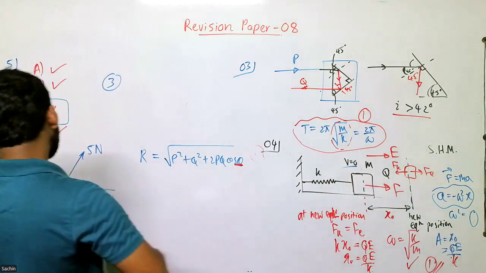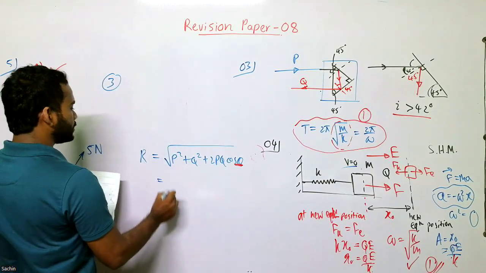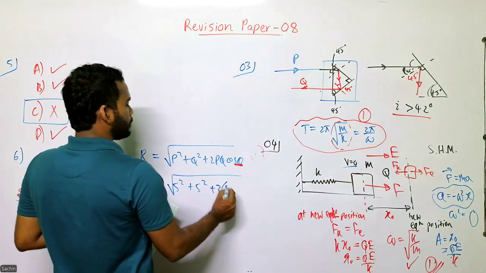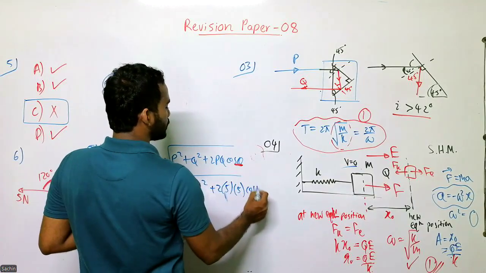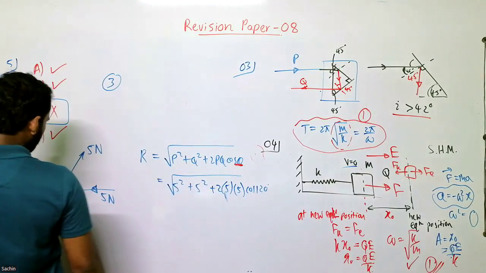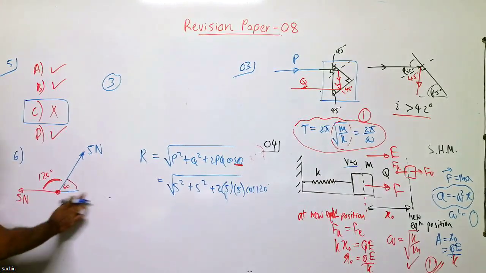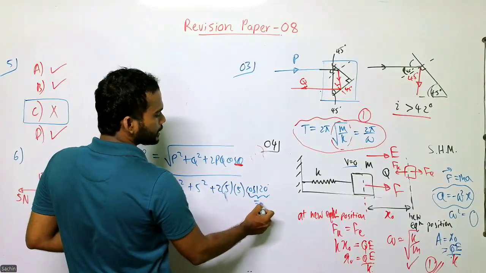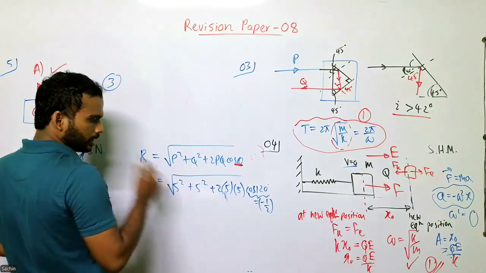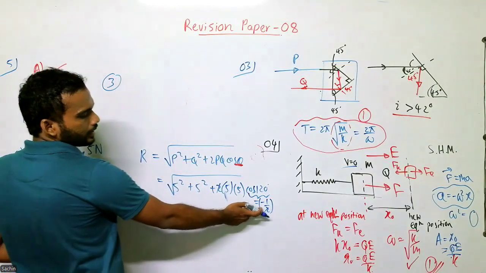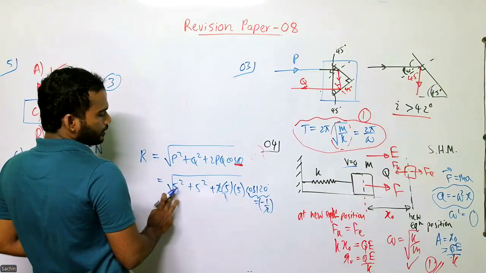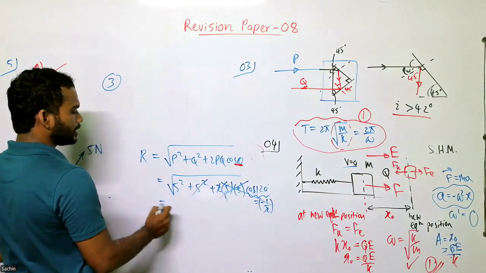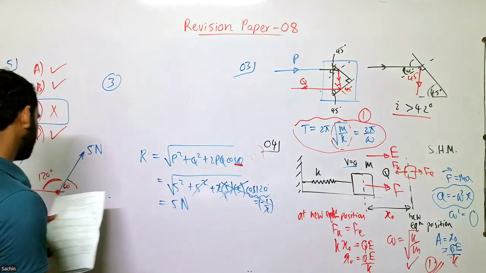Okay. So after you identify the angle, you can evaluate the resultant. Square root of 5 squared plus 5 squared plus 2 times 5 times 5 cos 120, right? This is the substitution. So when you do that, cos 120 is equal to minus half. Remember that. This is equal to minus half. So these two get cancelled and minus 1 is there. So 5 squared plus 5 squared minus 5 squared. So one 5 squared gets cancelled with the other 5 squared, and the final result will be 5 Newton.